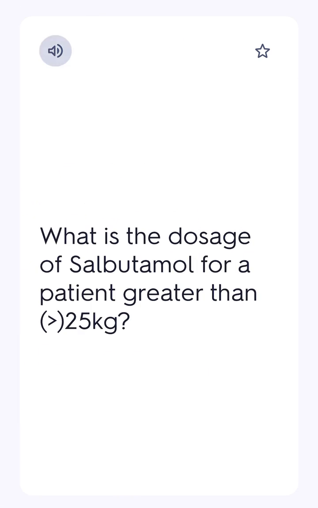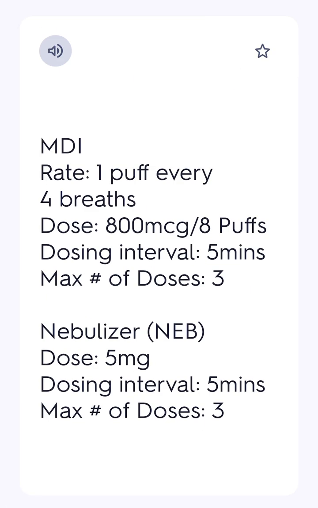What is the dosage of salbutamol for a patient greater than 25 kilograms? MDI: rate, 1 puff every 4 breaths; dose, 800 mcg, 8 puffs; dosing interval, 5 minutes; max number of doses, 3. Nebulizer: dose, 5 mg; dosing interval, 5 minutes; max number of doses, 3.